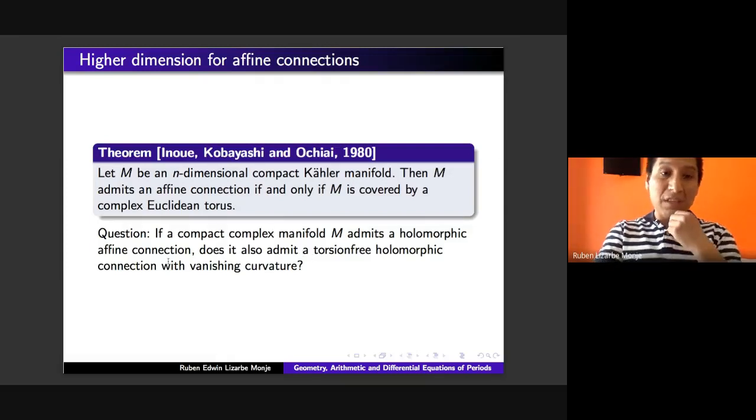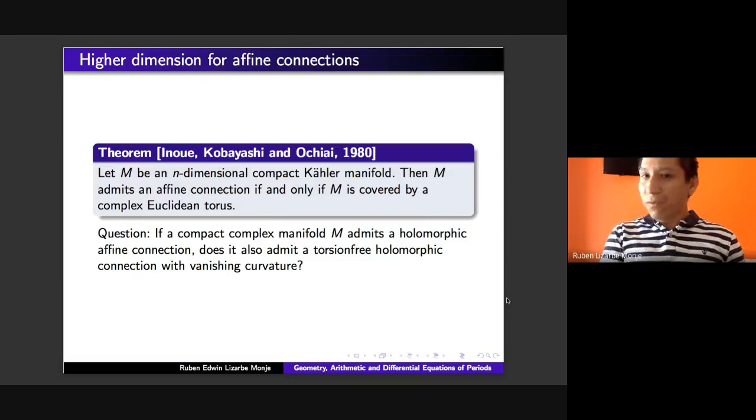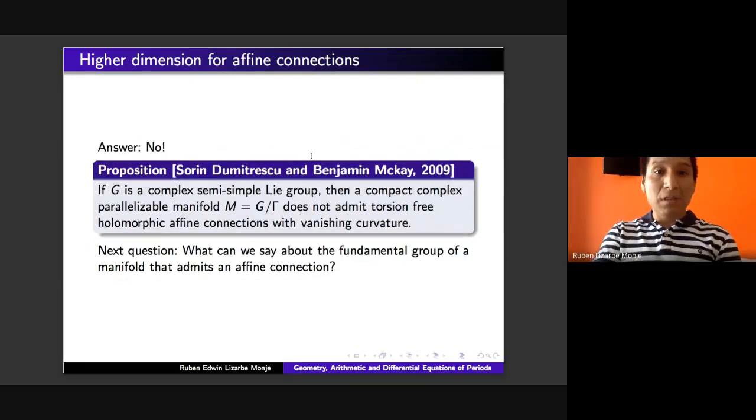An interesting question is: if a compact complex manifold M admits a holomorphic affine connection, does it admit a torsion-free holomorphic connection with vanishing curvature? In dimension 1 and dimension 2, M admitting an affine connection is equivalent to M admitting an affine structure. But in higher dimension, it is false. The answer is no.